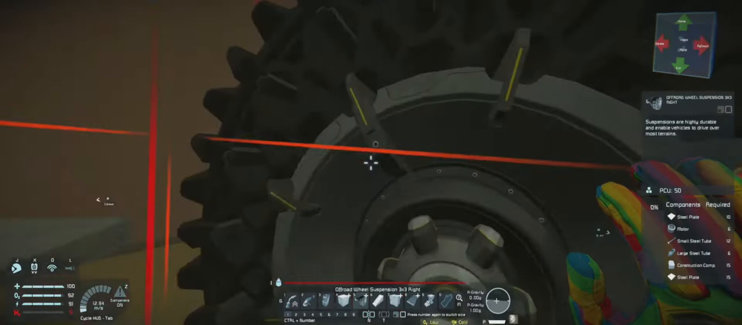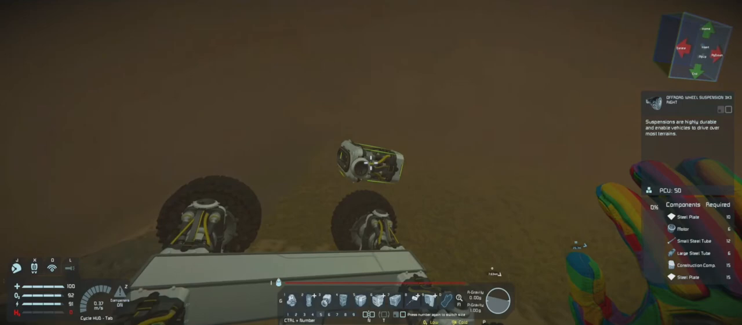So I am back on Earth. As you can see, the weather changed. Now let's build the rover with some hydro thrusters to stabilize us.